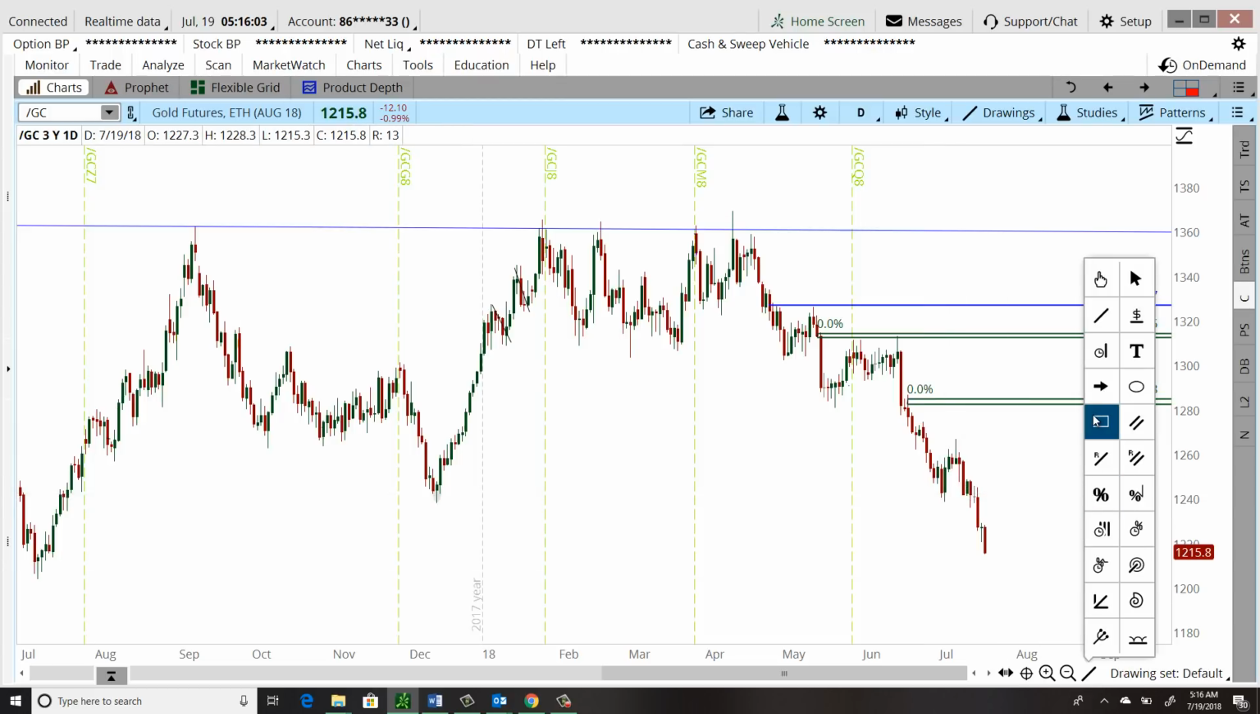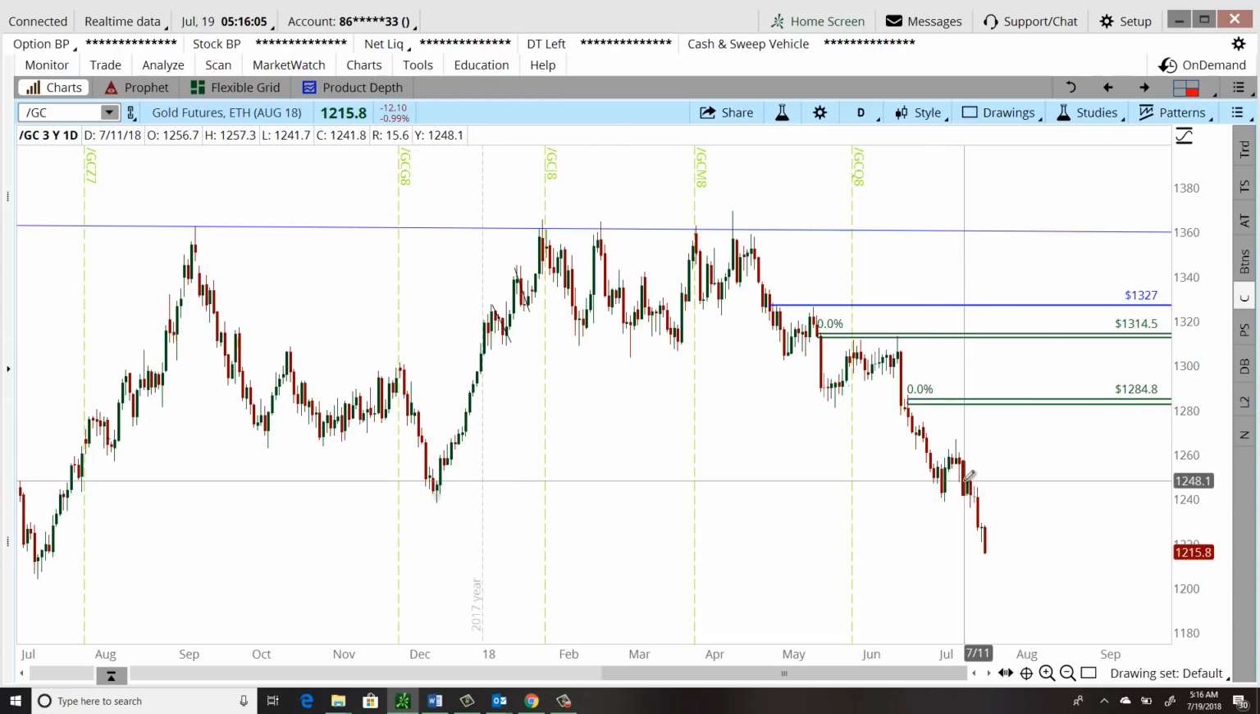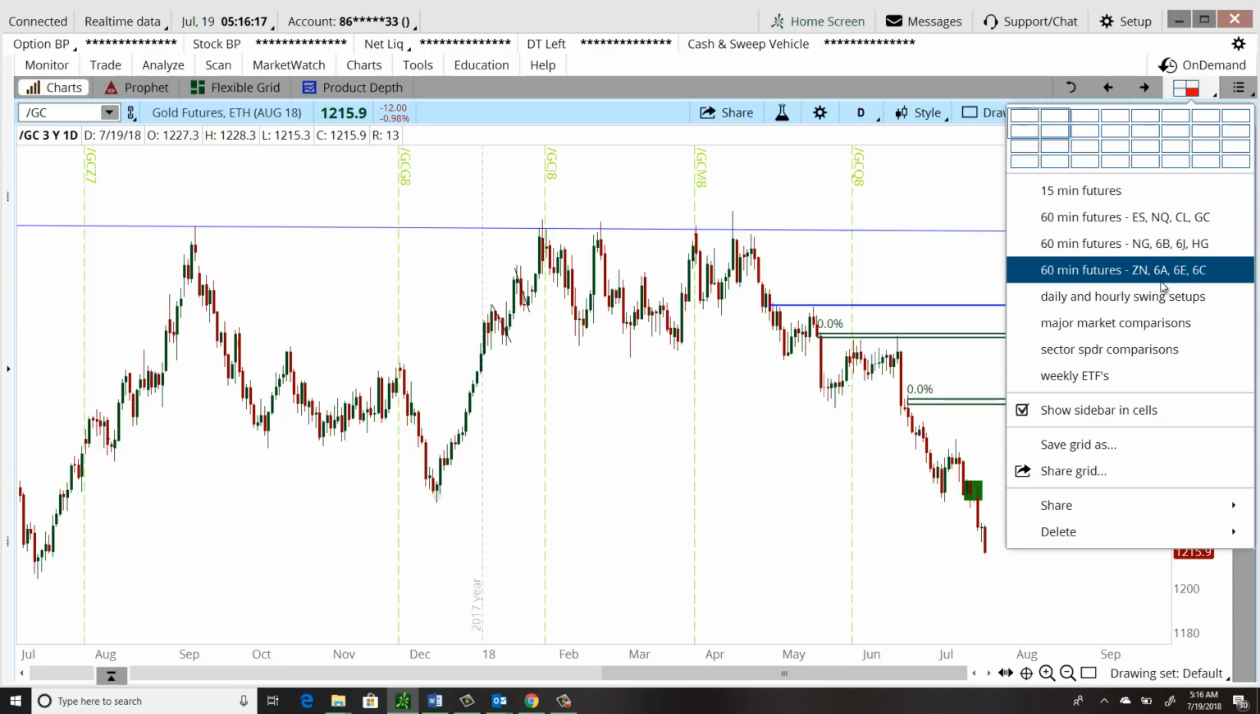I love this area up here. This is a daily time period. If we do get a multi-day rally, this area up here becomes a really nice short entry going forward. Now, this is daily, so just keep that in mind as well.